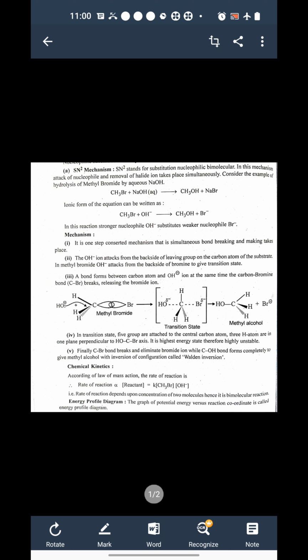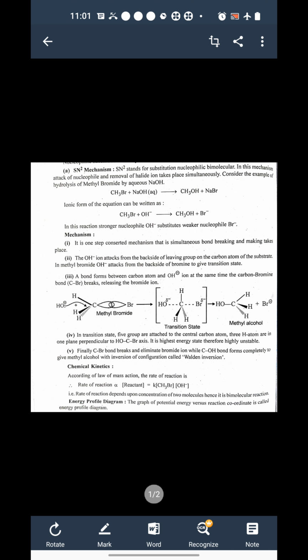Hence when we concentrate on chemical kinetics, the rate of reaction is equal to k, concentration of reactant, that is CH3Br, times concentration of OH minus. So here it clearly indicates the reaction is bimolecular, SN2 reaction.